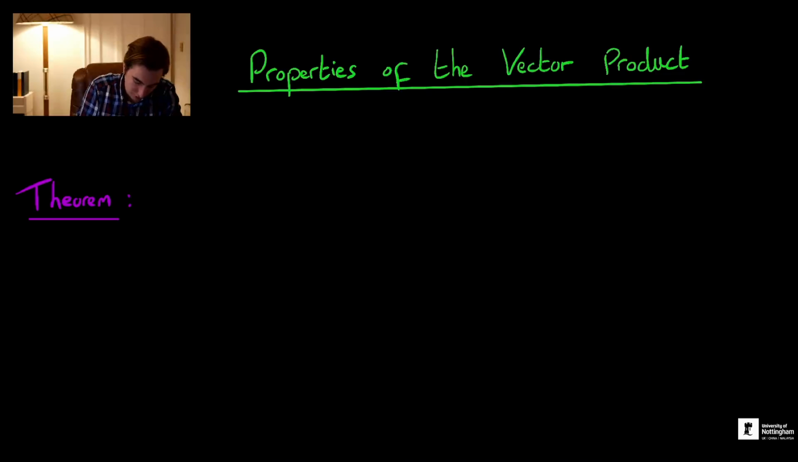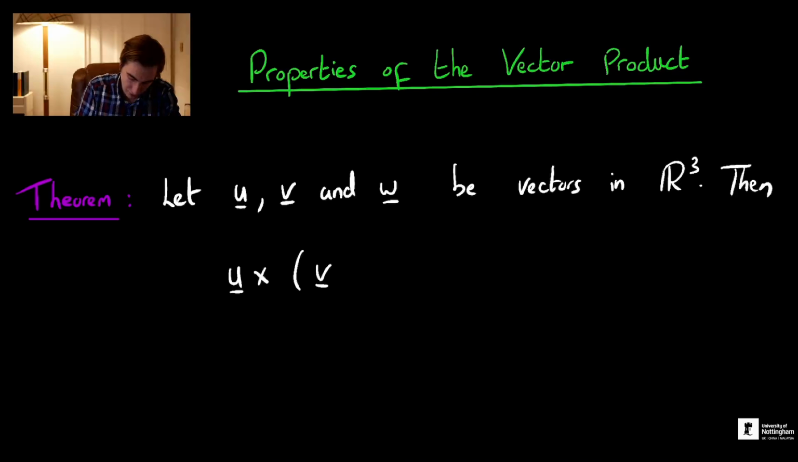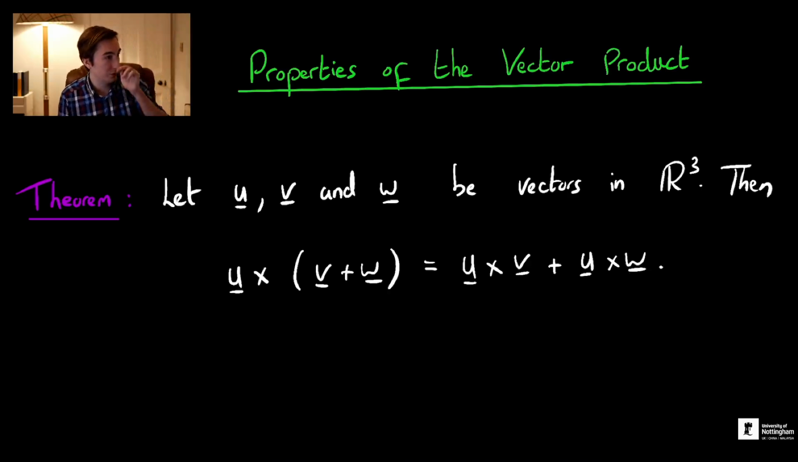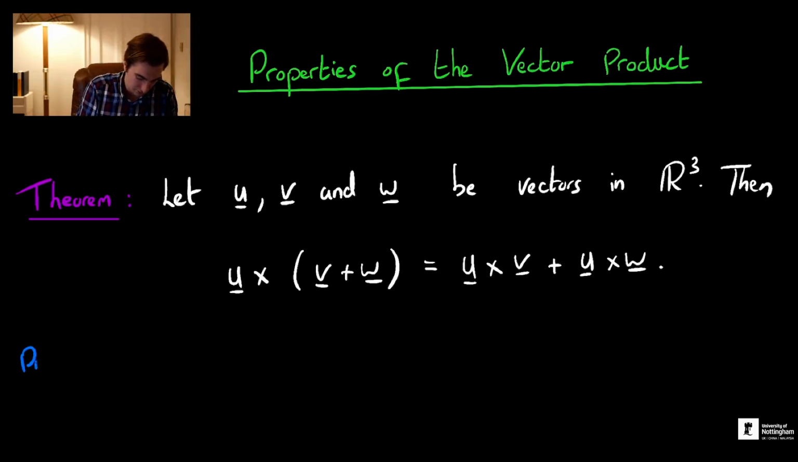Our theorem goes something like the following. Let U, V, and W be vectors in R3. Then we have that U crossed with V plus W is equal to U crossed with V plus U crossed with W. That's what we want to try and prove. This is, in other words, the distributive property for the cross product or vector product. We're saying that it distributes across this addition between our vectors. The proof of this is a little tricky, so let's go through it in detail.